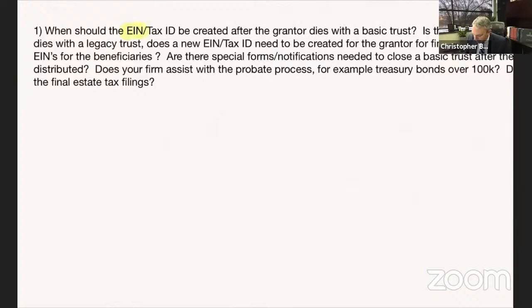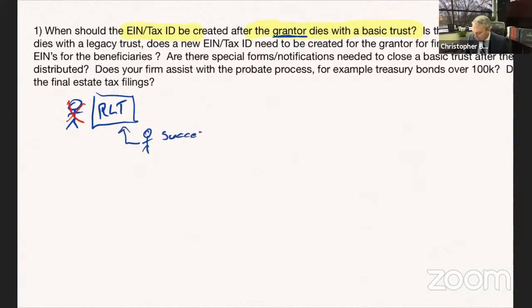So when should a tax ID be created after a grantor passes away with a basic trust? So we have someone who has created a trust, and we'll just call it a basic trust, a revocable living trust. While you're alive and well, it's what's called a grantor trust, meaning it's taxed at your own income tax rate. So it's just under your own Social Security number. And then, God forbid, you pass away. Then what needs to happen is estate administration. And so a successor trustee steps up to basically take control of the trust.